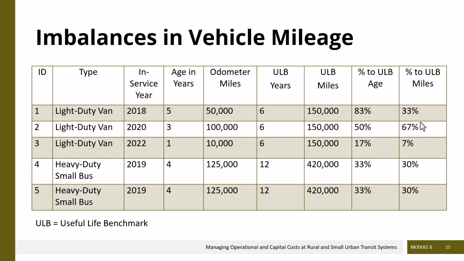as that first vehicle. If you want to see a good example of what a balance might look like, you can see the 2019 heavy-duty small buses, the last two vehicles in the table, are at 33% toward the ULB in age and 30% toward the ULB in mileage, which suggests that these vehicles are being used appropriately. And in the long run, as long as you maintain that balance in both age and mileage, then you really should maximize the use of the asset by the time it reaches its ULB.